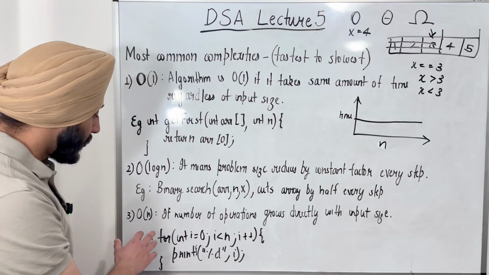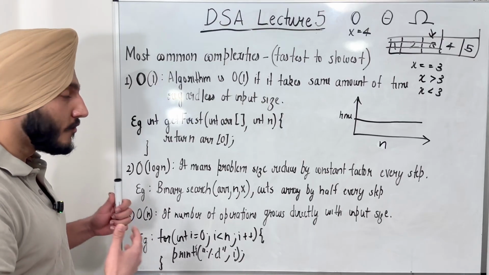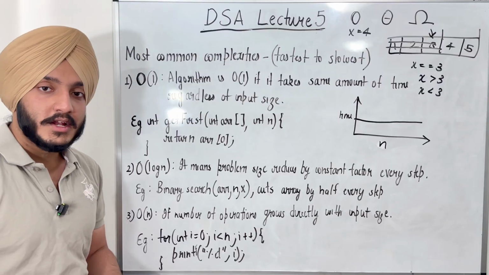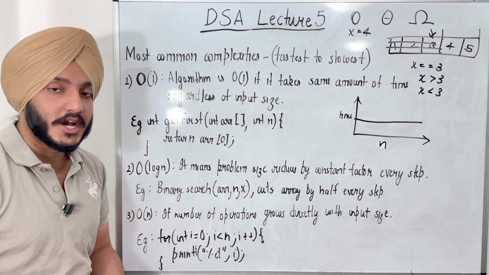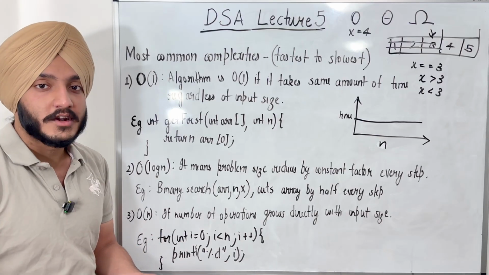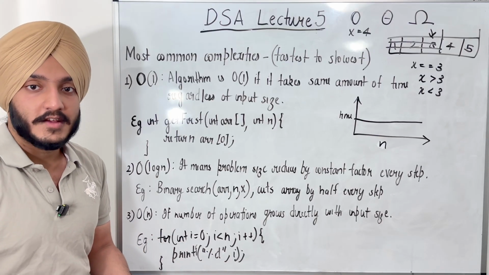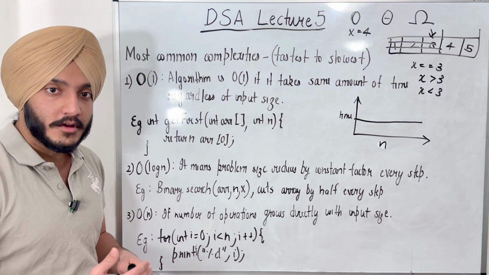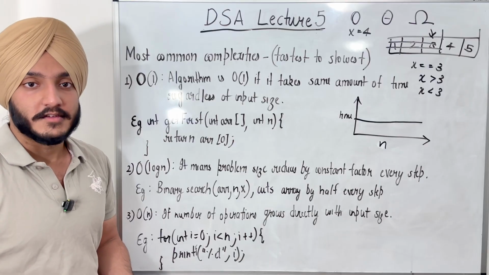Third one is order of n. Once again, don't worry too much if you're not getting a clear idea. As we go into detail of algorithms, like searching algorithms and sorting algorithms, we will get into detail on their time complexity, their space complexity, etc. I'll go into detail of every single algorithm we cover along with their time and space complexities.